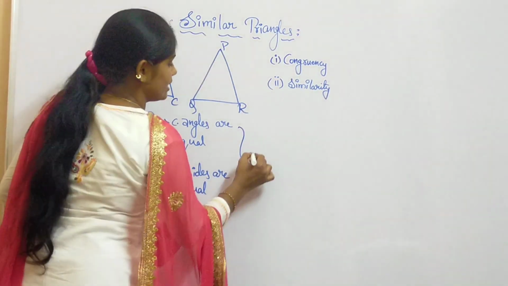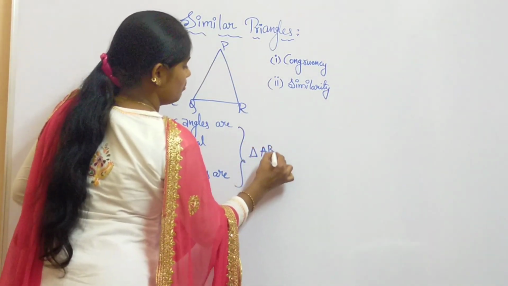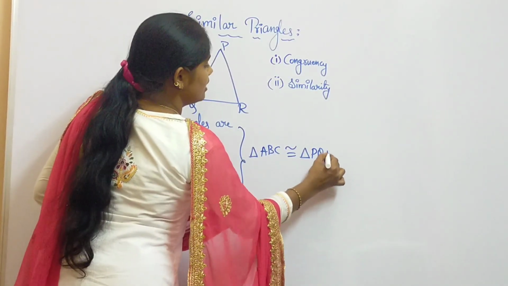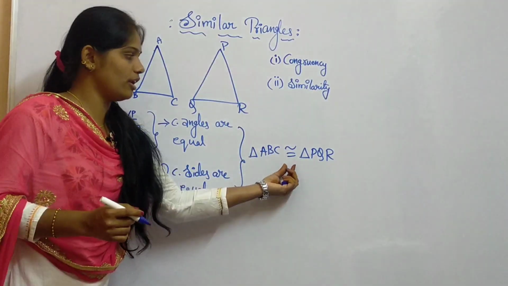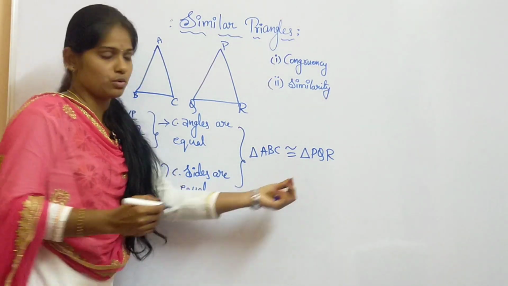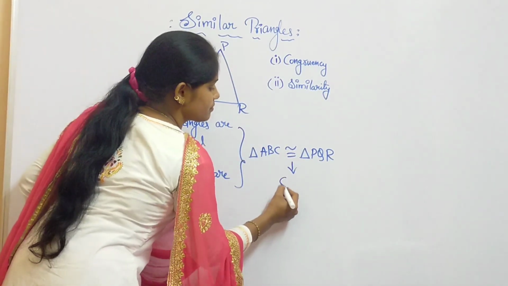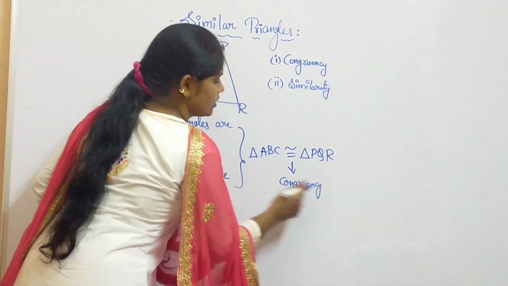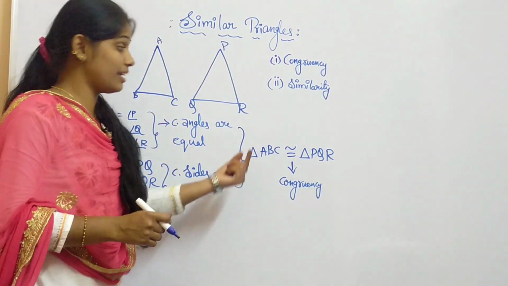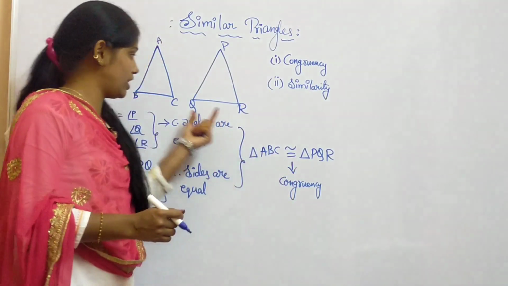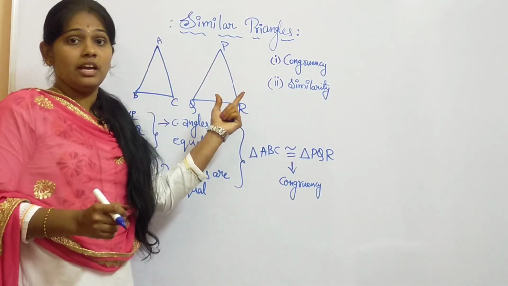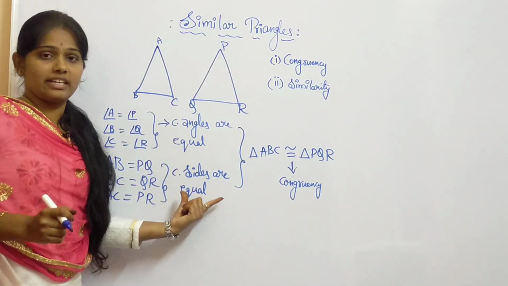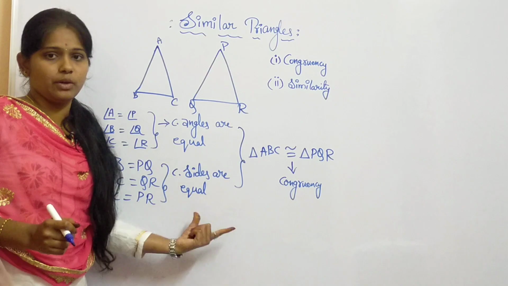Then we can say that triangle ABC is congruent to triangle PQR. Guys, I hope that you all know what this symbol we are using is. This symbol represents congruency. That means there exists congruency between these two triangles. Why? Because their corresponding angles are equal and corresponding sides are equal.